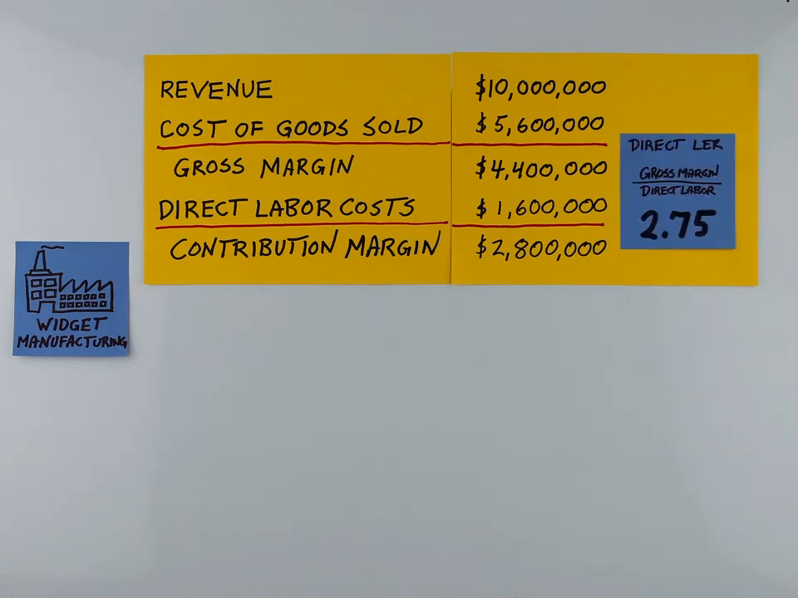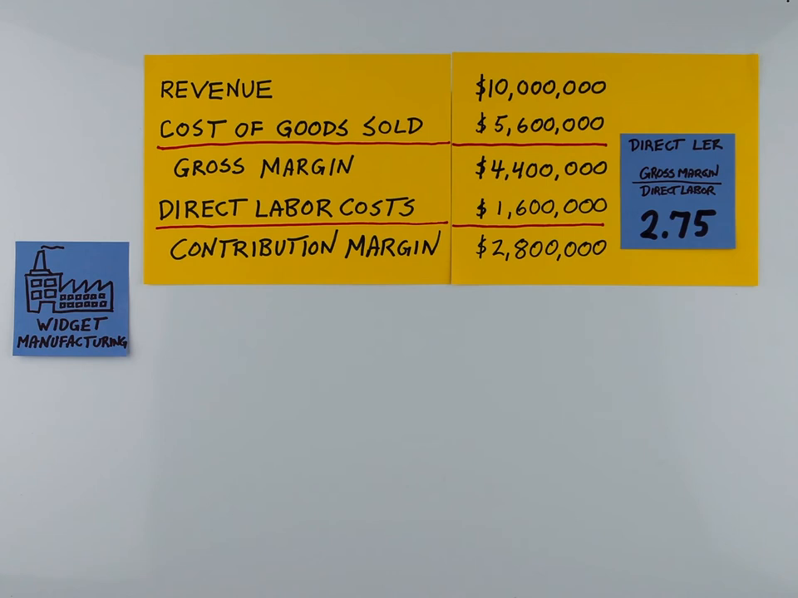So again, the direct LER formula is simply taking the gross margin of 4.4 million and dividing by the direct labor cost, 1.6 million. That gives us a number of 2.75. At this point, don't worry about, is that a good number? Is that high? Is that low? We're not worried about benchmarks to other industries or other companies. At this point, we just want to understand, how is widget manufacturing? What is the productivity level for widget?